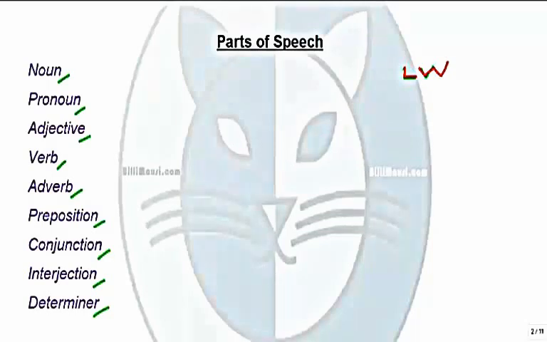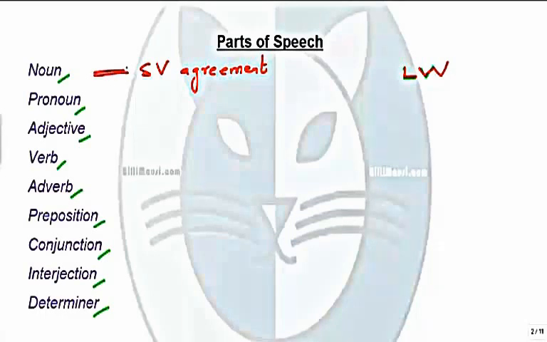Noun, as we all know, is the name of a person, place, or thing, which plays a vital role in subject-verb agreement. Let me let you know that for each of these sections we'll be studying in depth, and we'll be having a lot of examples accompanied. In today's lecture and this session, I'll be just discussing the overview of all these parts of speech.